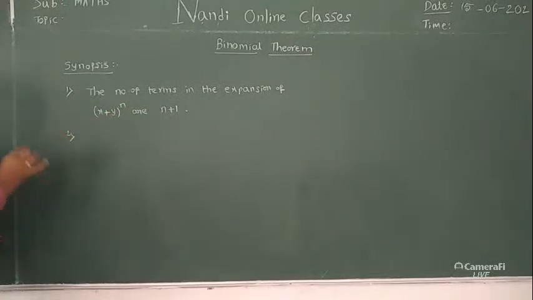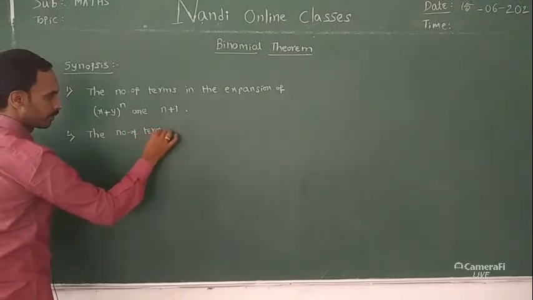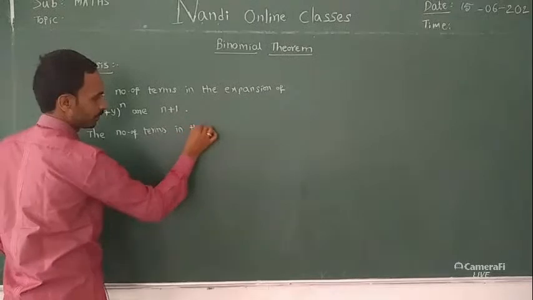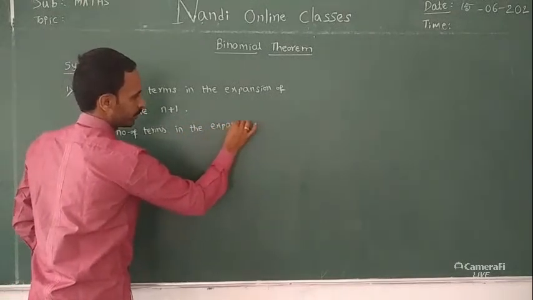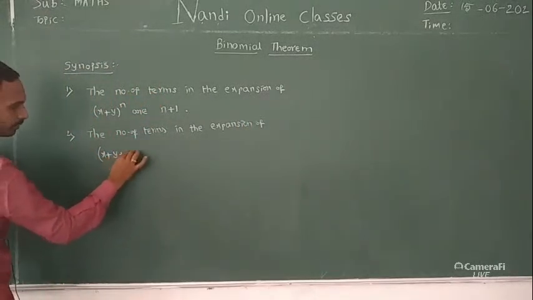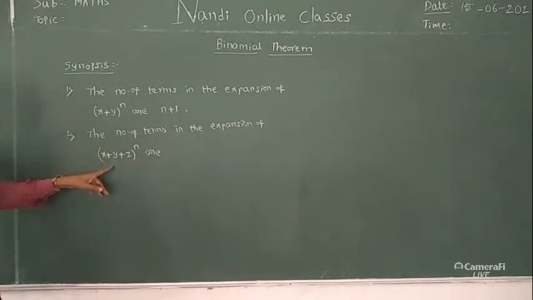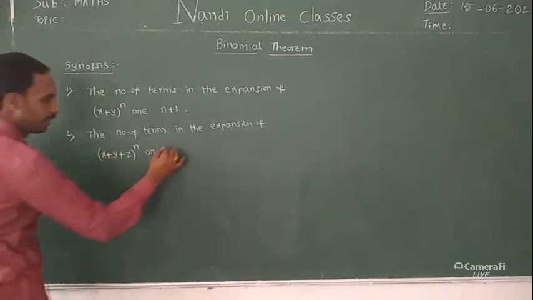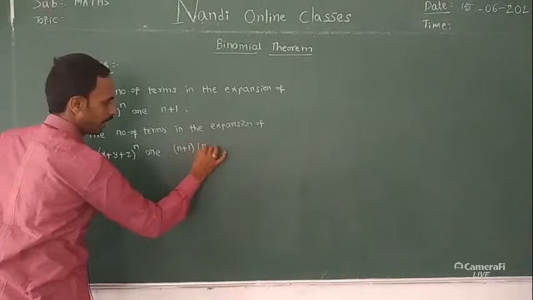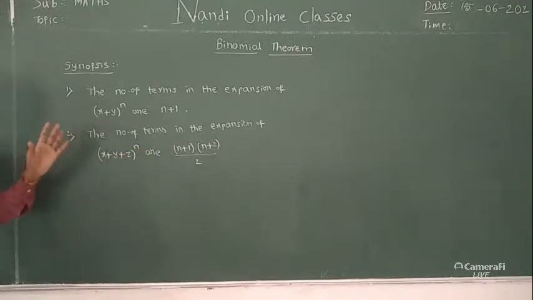Second, the number of terms in the trinomial expansion. The number of terms in the expansion of (x + y + z) whole power n. This is a binomial, this is a trinomial. How many terms are there in that expansion? It is (n + 1)(n + 2) divided by 2. That much number of terms are there in that expansion.